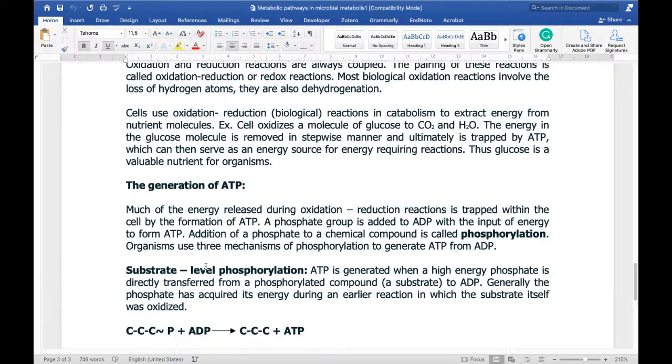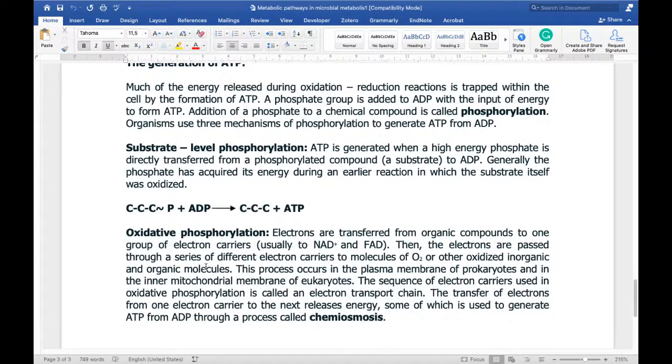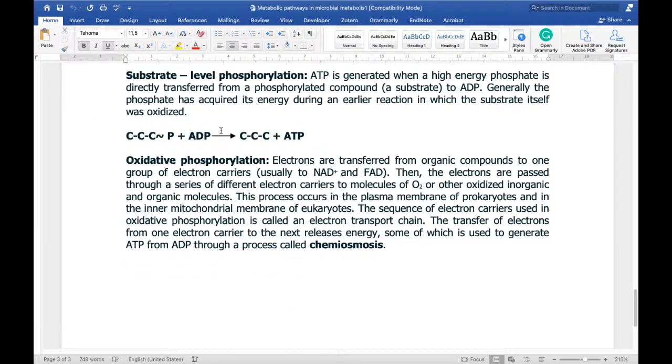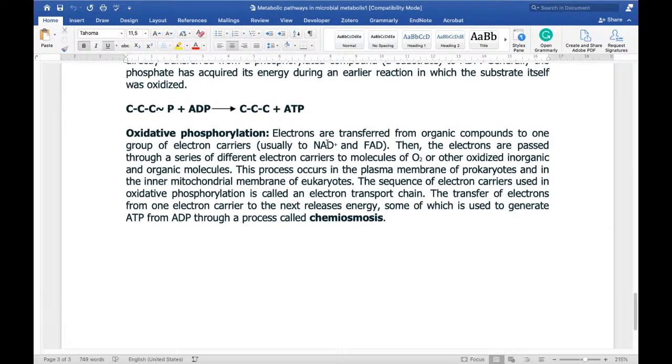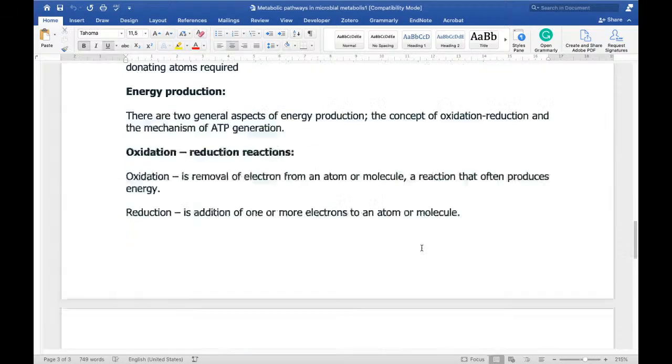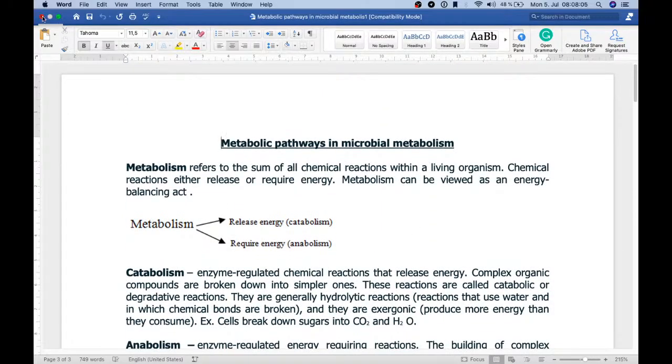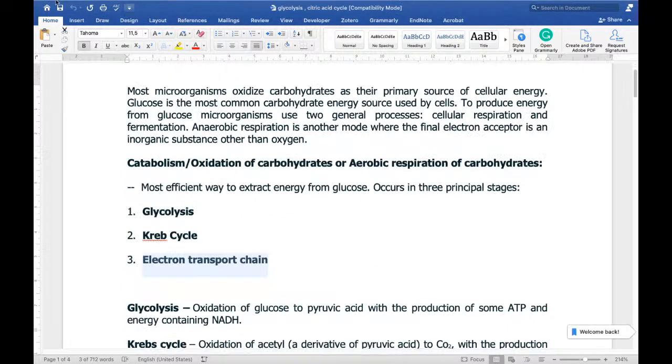Substrate level phosphorylation: ATP is generated when a high energy phosphate is directly transferred from a phosphorylated compound to ADP. So this is substrate level phosphorylation. You have a carbon chain with phosphate plus ADP giving rise to ATP. Then oxidative phosphorylation, which we just discussed, where electrons are transferred from organic compounds to another electron carrier, usually like NAD plus and FAD and so on. So this is just giving a reference of all reactions, how things are working there.